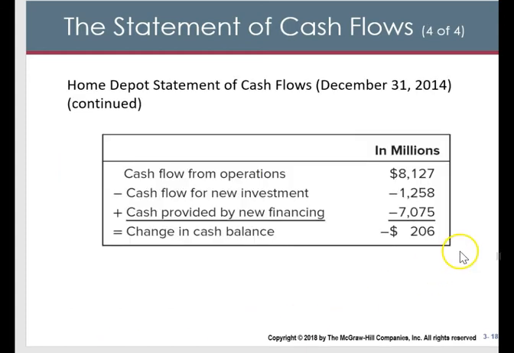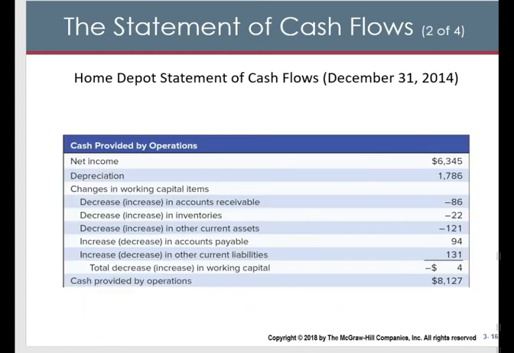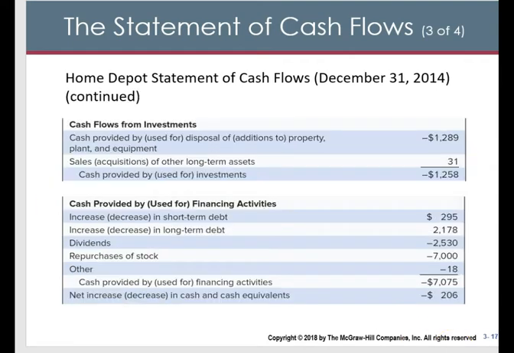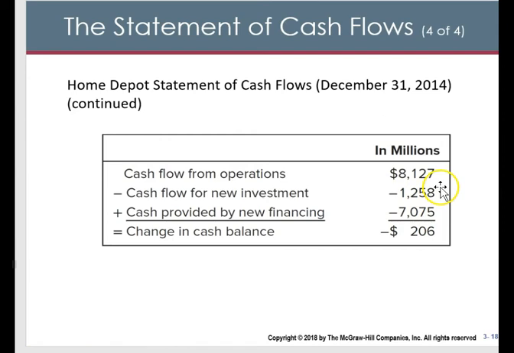Okay, continuing on, remember on the last page we talked about the negative 206 in millions. That's taking both of these numbers here, the negative 1,258 millions, and then the negative 7,075 in millions, and that's where you come up with the 206 negative figure here. And like I said, how we figure that out is taking the positive from operations of 8,127 and then adding up the two negatives, and of course we have a negative here.